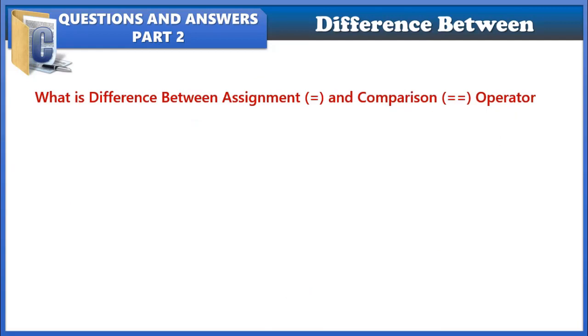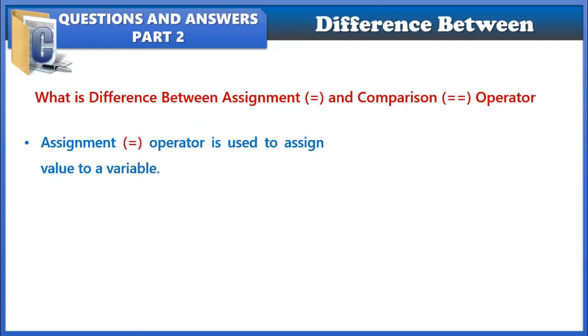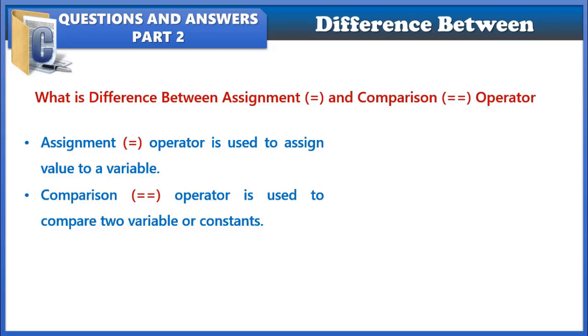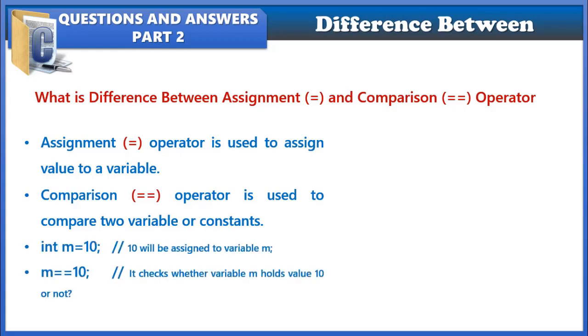What is the difference between assignment and comparison operator? As the name implies, the assignment operator is used to assign a value to a variable, and the comparison operator is used to compare two values or two variables or two constants. For example, in the first statement I have used int m = 10. So we have used the assignment operator here. So 10 will be assigned to variable m in this statement, whereas in the second statement we are comparing the value in m with 10. So it checks whether variable m holds 10 or not.